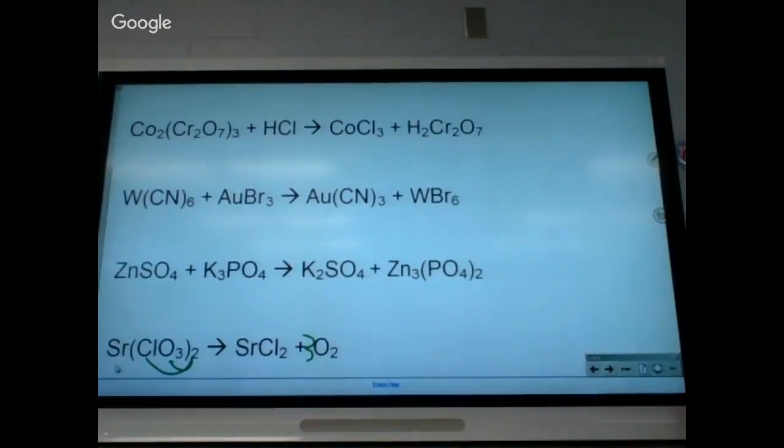What else? So if there's a ClO3 on the right side, you can put parentheses around it and not worry about it. You go scratch it out and balance them as whole units. And most of the time it works that way, but sometimes it doesn't, like this one. That's a type of decomposition reaction we're going to learn about. It's called a metal chlorate.